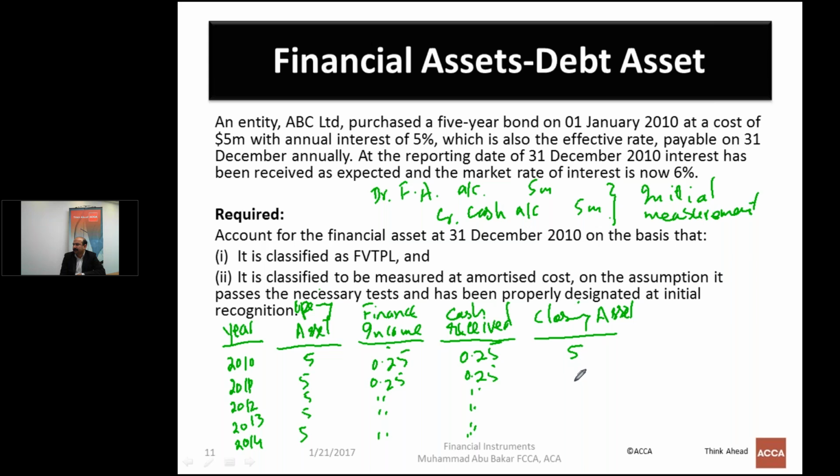So every year this will be the closing balance. This will be the closing balance. This will be the closing balance. So this way, we shall be accounting for a financial asset when it will be subsequently measured at amortized cost. I hope this concept is clear.